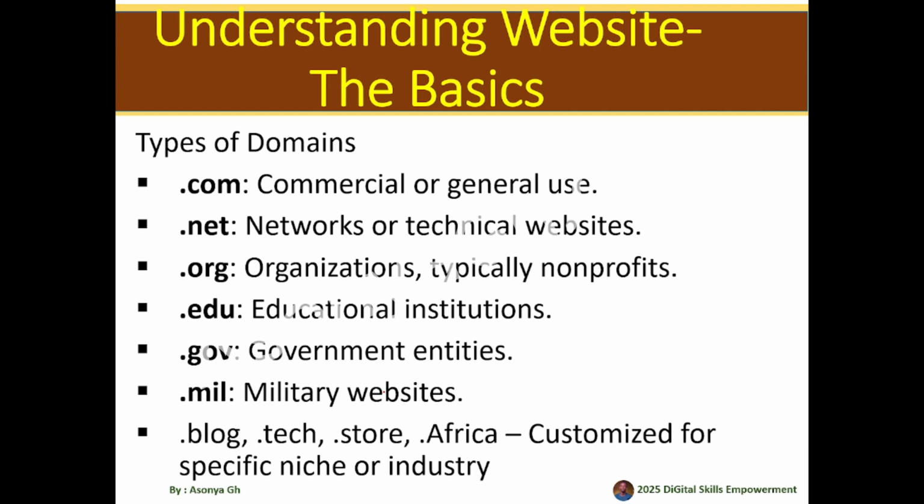In naming domain names or naming websites, there are formalities or criteria that are used. So when you see a website that ends with .com, just like asongA.com, that means it's a commercial or general purpose website. And when you see a website that ends with .net, that means it's for a network or a technical website.